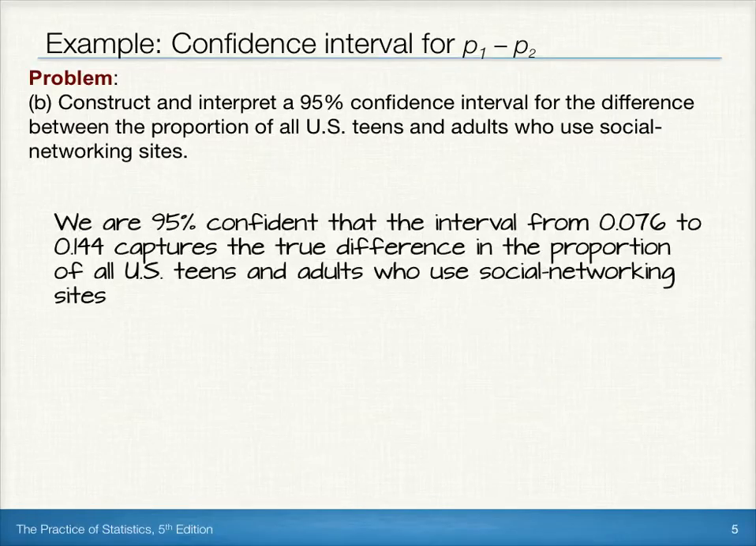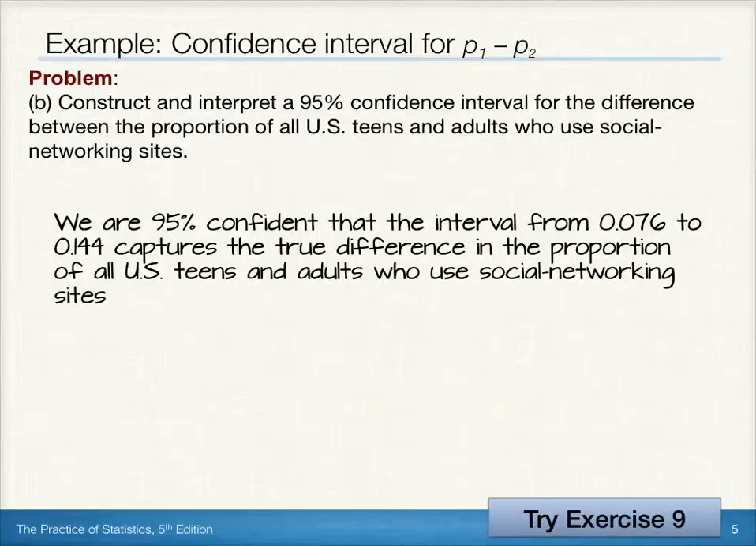So to interpret that, we can say we are 95% confident that the interval from 0.076 to 0.144 captures the true difference in the proportion of all U.S. teens and adults who use social networking sites. For some additional practice in calculating a confidence interval for p1 minus p2, try exercise 9.